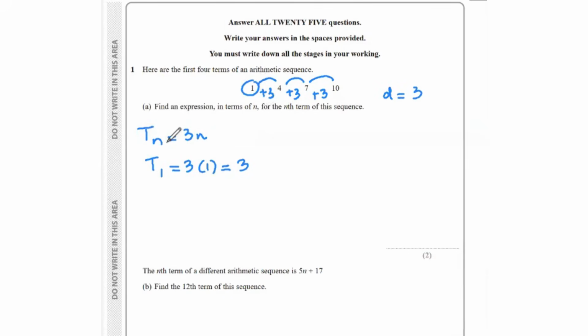So to turn 3 into 1, we need to subtract 2. So using that, if we find the fourth term, let's say, that's going to be 3 times 4 minus 2, and that's 10. Hence, the nth term is 3n minus 2.